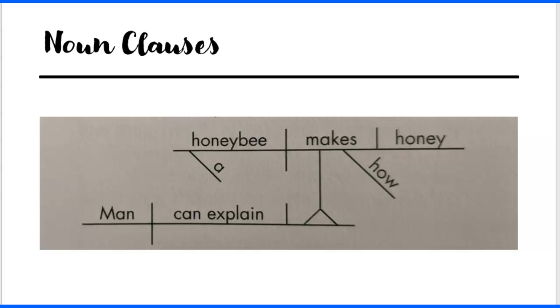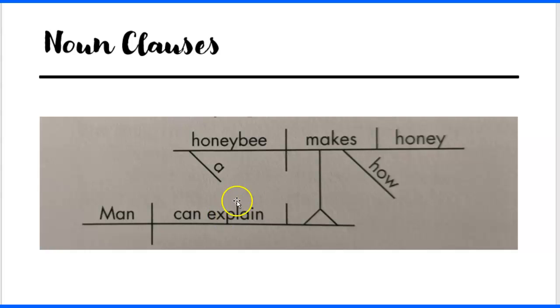All right, so I want to look at this whole sentence, and I want to first find my main subject and my main verb. Well, man can explain. That's the broad thing. Then we look at, well, what can they explain? So man cannot fully explain. Now the can or the not part, remember, that is an adverb, and it's going to go down here. So man cannot explain. And then we have how a honeybee makes honey.